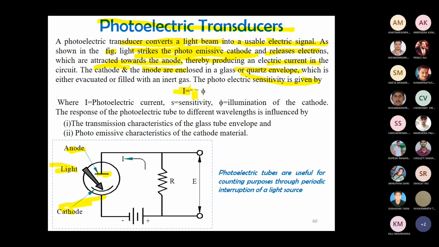You are able to see I equals S times phi. So what is phi? This is the illumination, the light strength. S is the sensitivity, and I is how much photoelectric current there is.